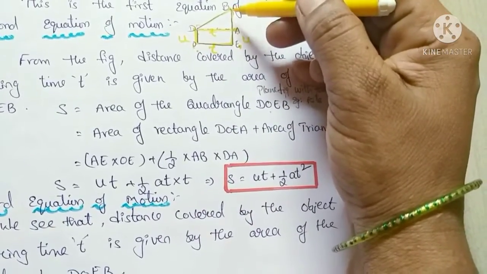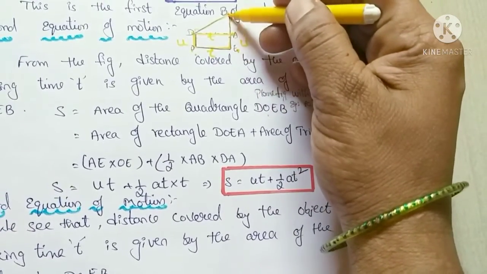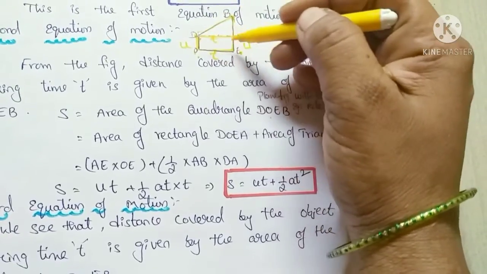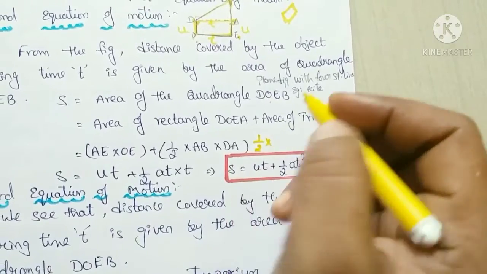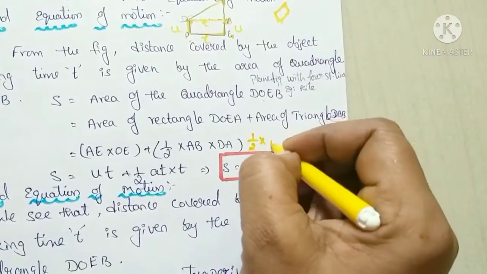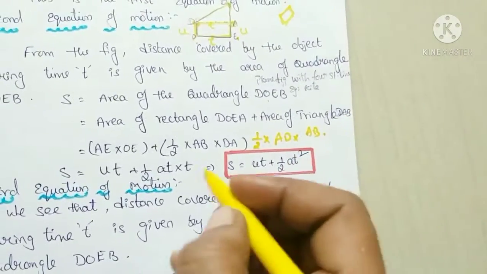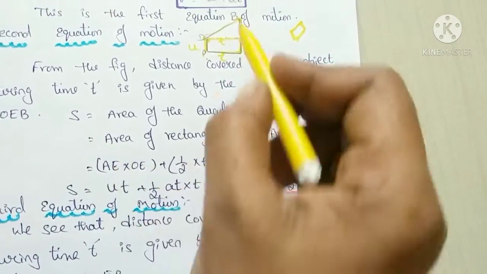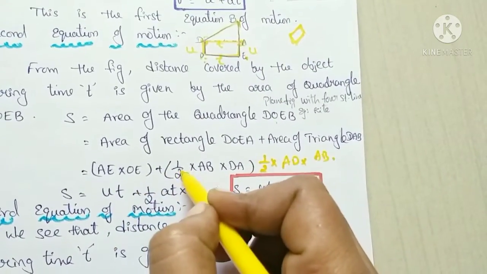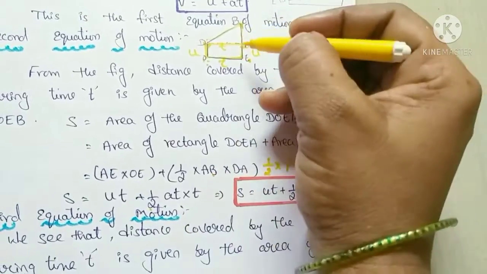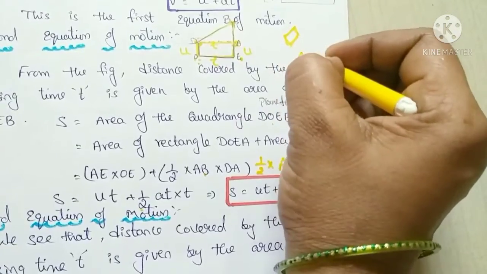Next is the area of the triangle. What is the formula for the area of a triangle? Half into base into height. So half into AB into DA. We can also write it as half into AD into AB. Here the value of AE is u and the value of OE is t. Next, what is the value of AB, from A to B?